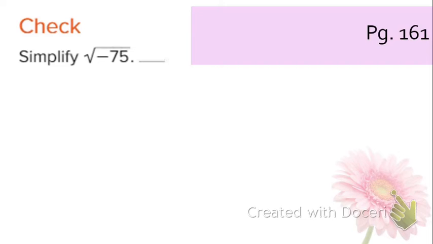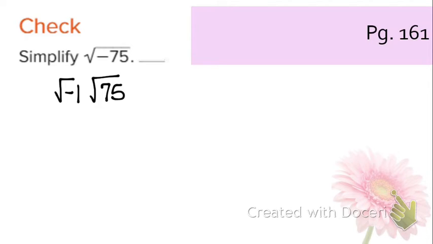Now, is there a negative underneath the square root? Let me ask you that. Yes. Do you see a negative? Yes. So what do you have to do with that negative? You have to start by taking it out. Your first step is to take out the -1. We're going to separate the -1 from the 75.